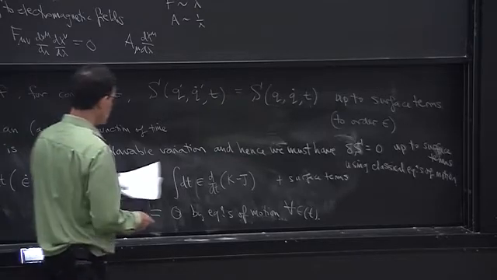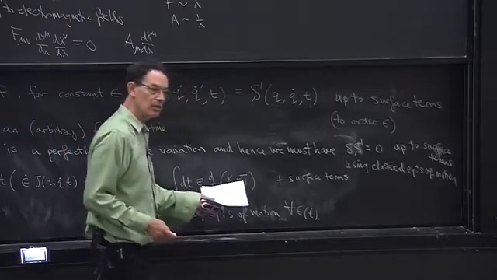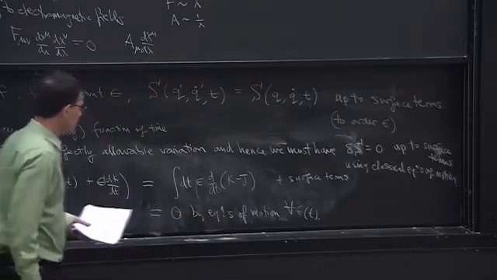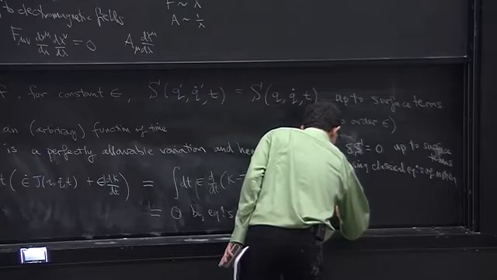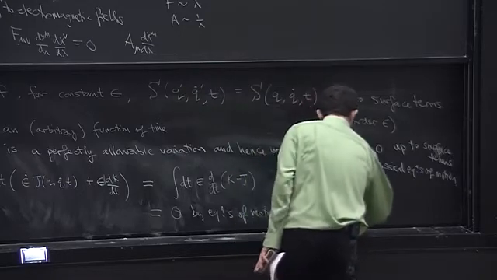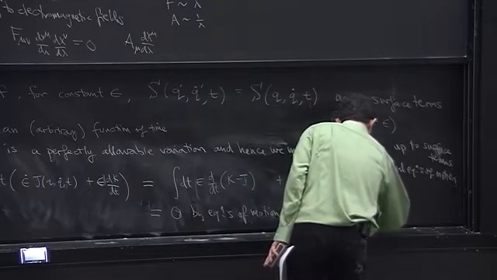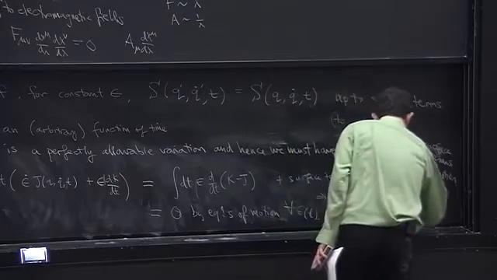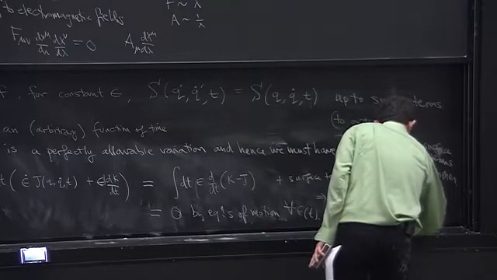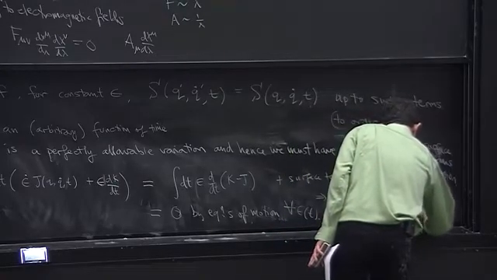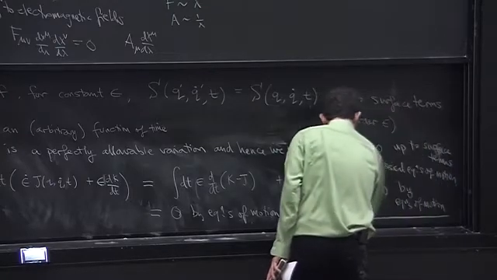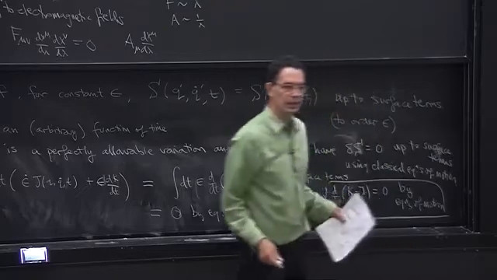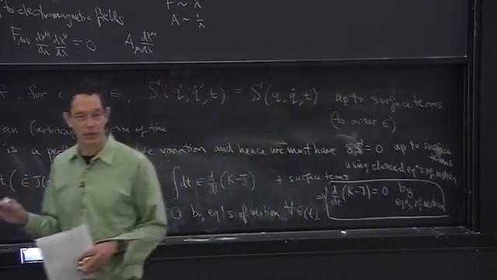But of course, if that's true, then this quantity must be 0. So it follows that d by dt of K minus J equals 0 by the equations of motion. And that's my conserved quantity. K minus J is the conserved quantity.